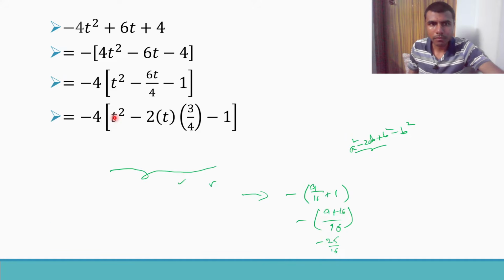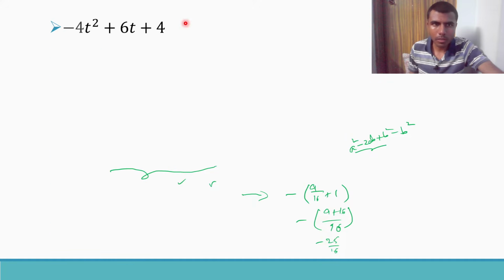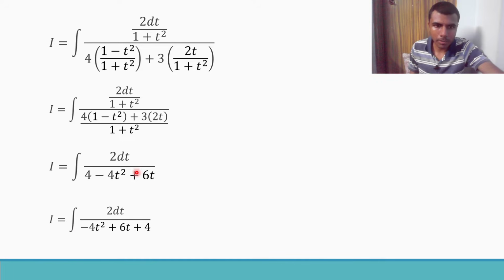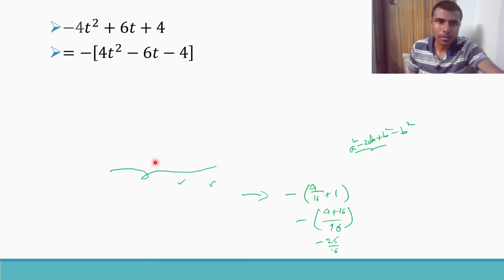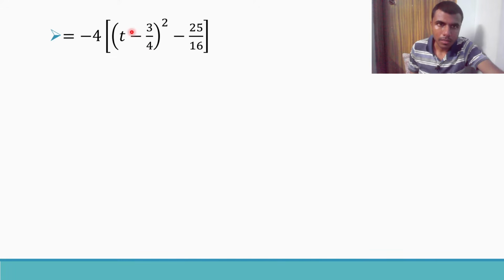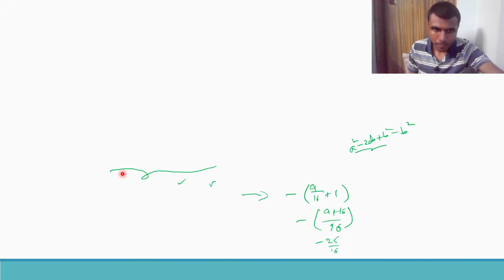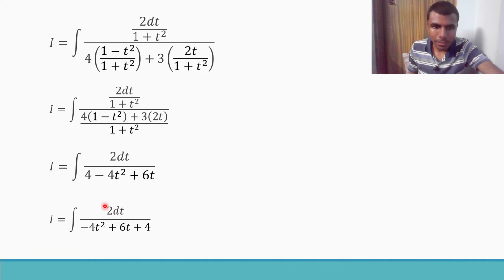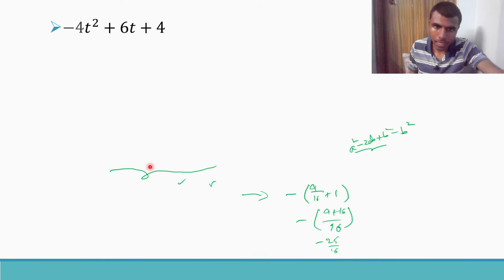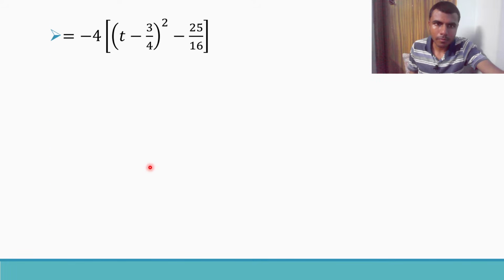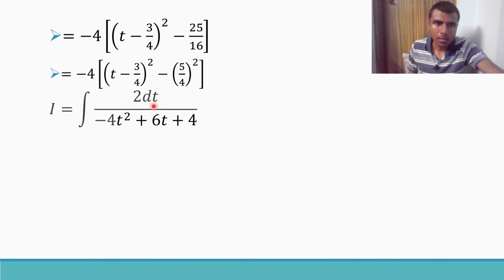If you see, basically the denominator I wrote can be written as this. Now my I is going to be integral 2 dt by, in place of this I wrote, minus 4 into t minus 3 by 4 whole square minus 5 by 4 whole square. That I am going to write. So this is my I.